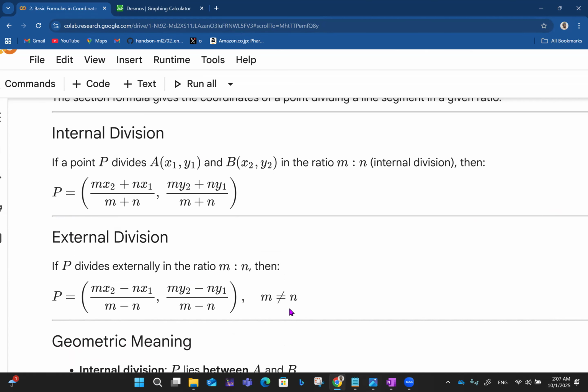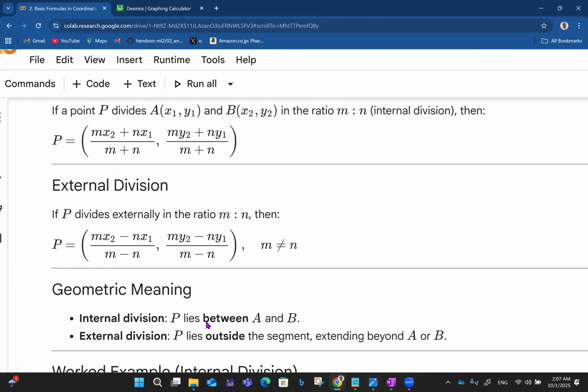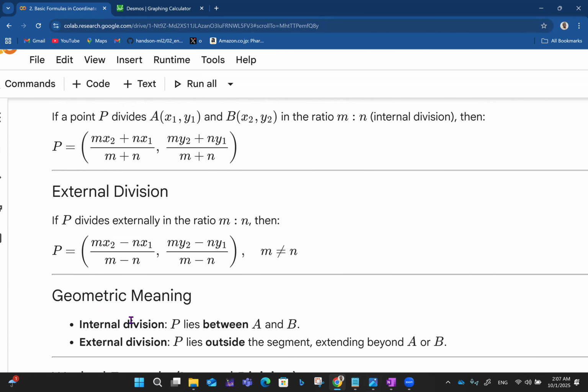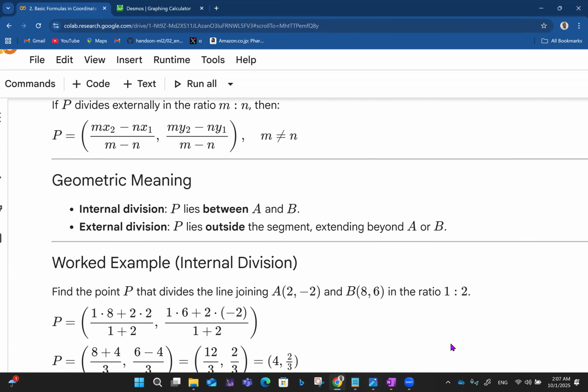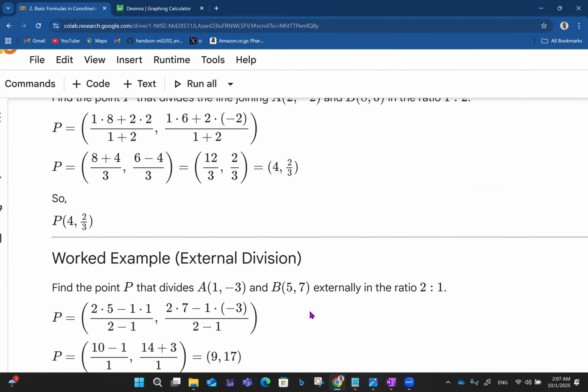As far as m is not equal to n, because if m is equal to n, that will be 0 and it will be undefined. Okay, so we have internal and external division like that. So the geometric meaning is that for internal division, P lies between A and B, but for external division, P lies outside the segment, extending beyond A or B. Okay, so let's do some examples.